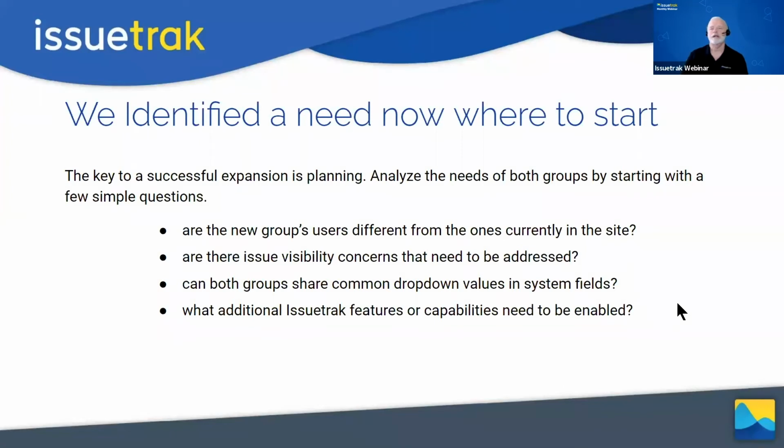So now we've identified a need. How are we going to start doing this? Well, the key to a successful expansion is to plan. And Paul was very adamant on this one on that first session. Plan very much where we start everything. You need to analyze the needs both of the group that's already using Issuetrak and the needs of the group that you want to expand to, because they're important, because they are living within one site in some cases. And if they're doing that, then you need to understand both sides' needs to make sure that they can mesh well together. So that does take planning.